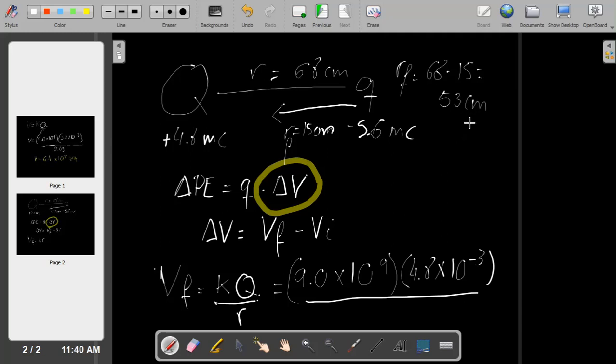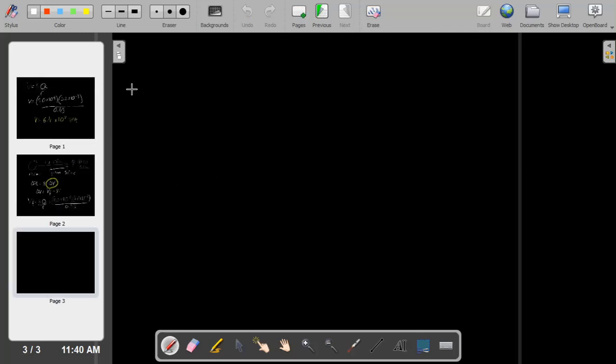We don't need centimeters, we need meters, so you divide this by 100 to find your meters. This number is 0.53 meters. Put all of these in your calculator. If you do the calculations correctly, your final electric potential is 8.2 times 10 to the 7 volts. Are we done? No.